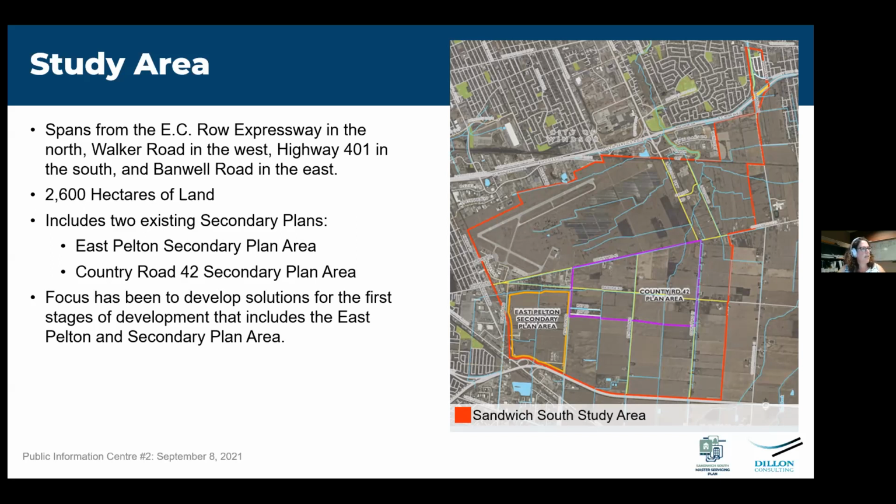Within the study area, there are two secondary plan areas shown on the map. The purple highlighted area is the County Road 42 secondary plan area, and the orange highlighted area is the East Pelton area. The focus of this servicing plan is to be able to allow the city and developers to develop the first phases of development and to set the stage for future phases.